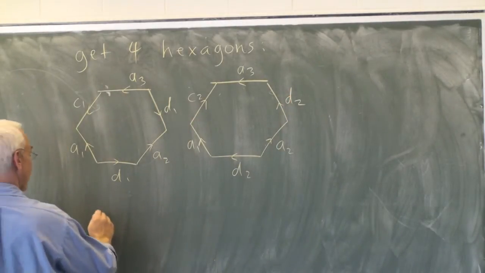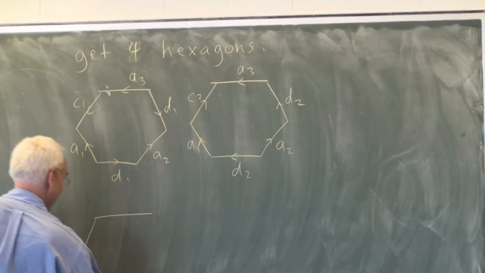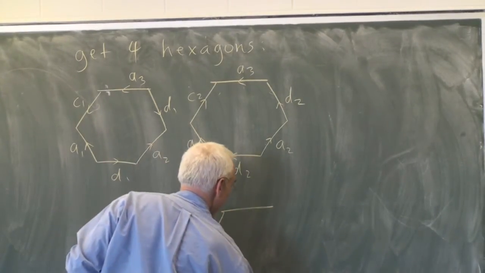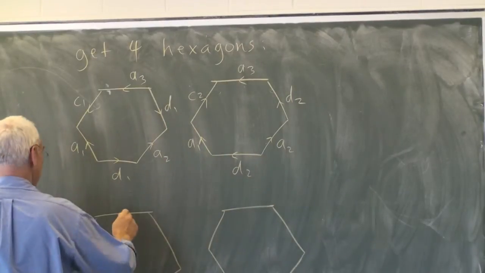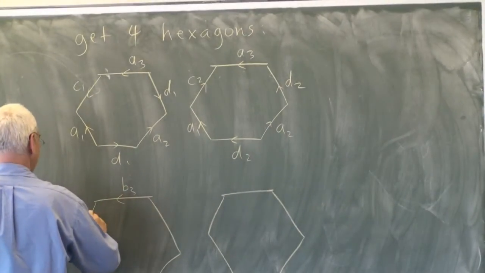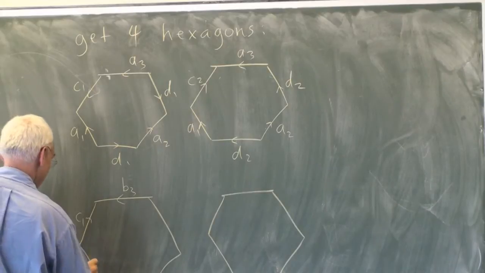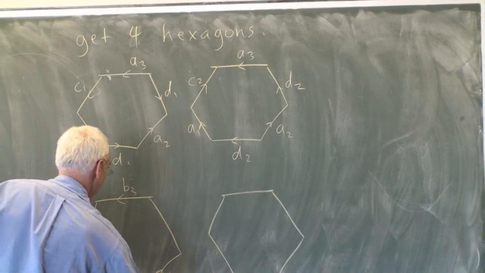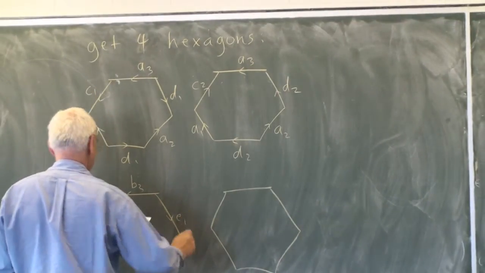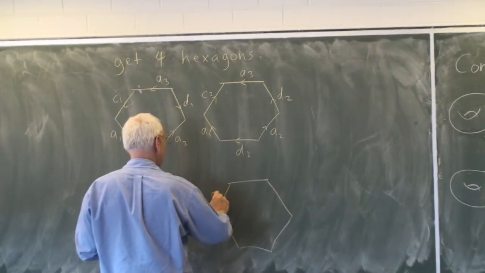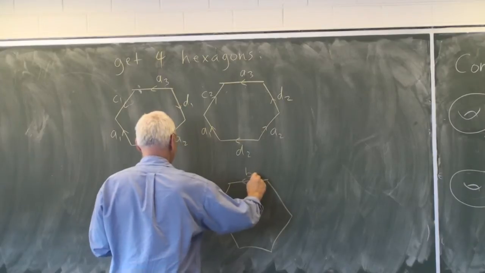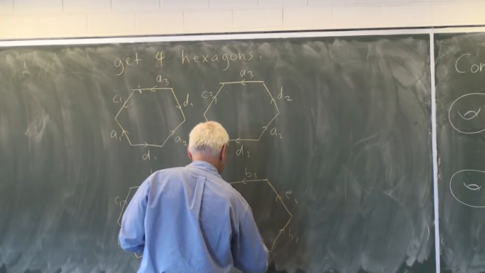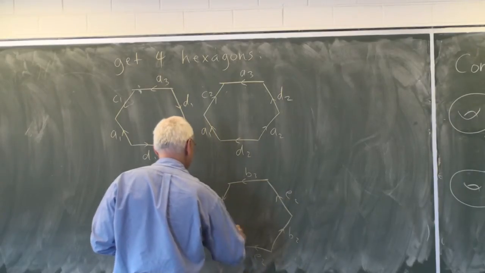And the other one's giving us B3, C1, B1, E1, B2, E1, C2, B3, E2, B2, E2, and B1.